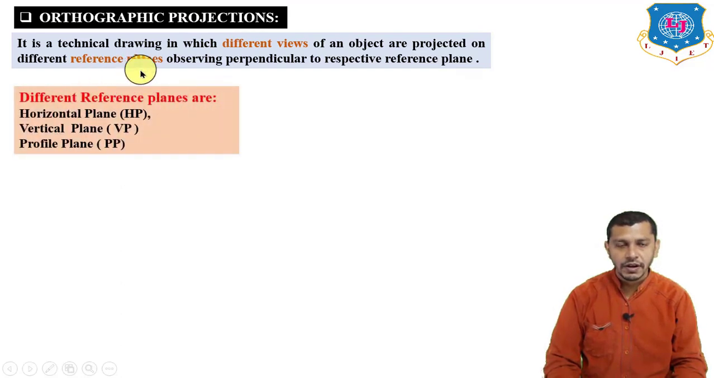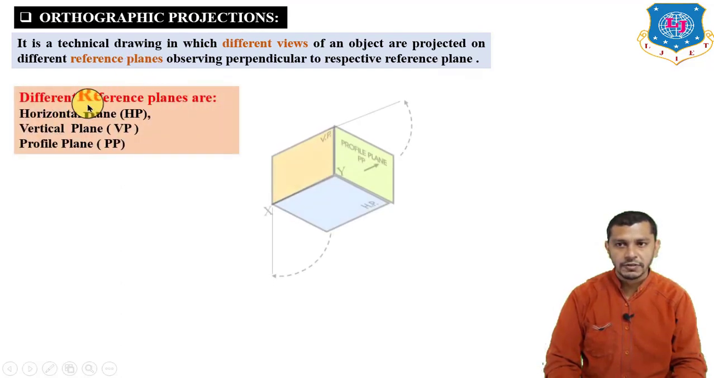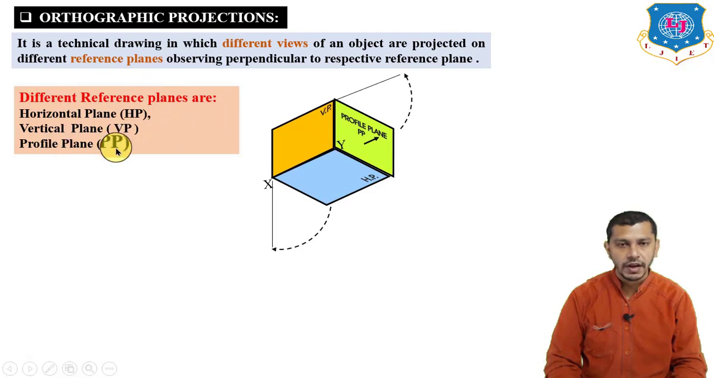So what are the different reference planes? The different reference planes are the horizontal plane, vertical plane and profile plane. So this is our horizontal plane, this is our vertical plane, and this is the profile plane. The horizontal plane is a plane which is parallel to the ground. The vertical plane is a plane which is perpendicular to the horizontal plane. And the profile plane is a plane which is perpendicular to both the horizontal plane and the vertical plane. The reference planes are imaginary and transparent.